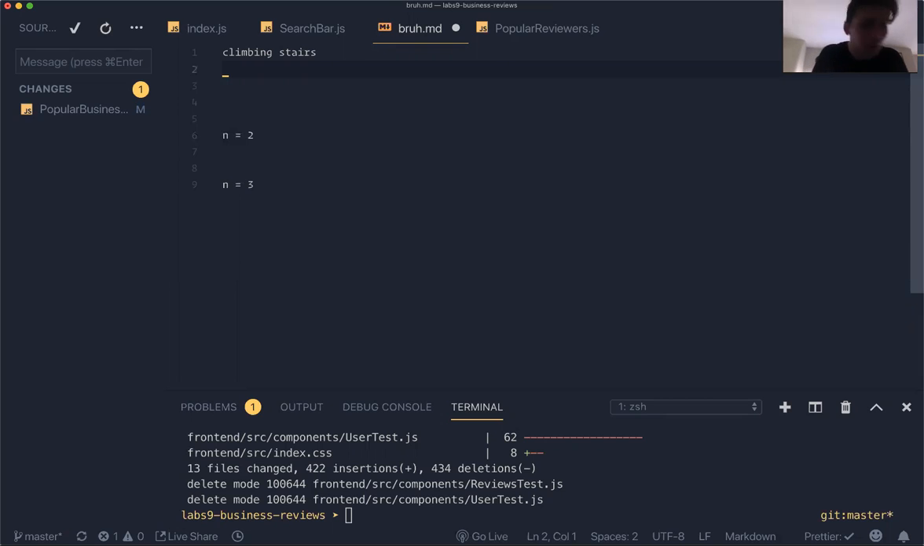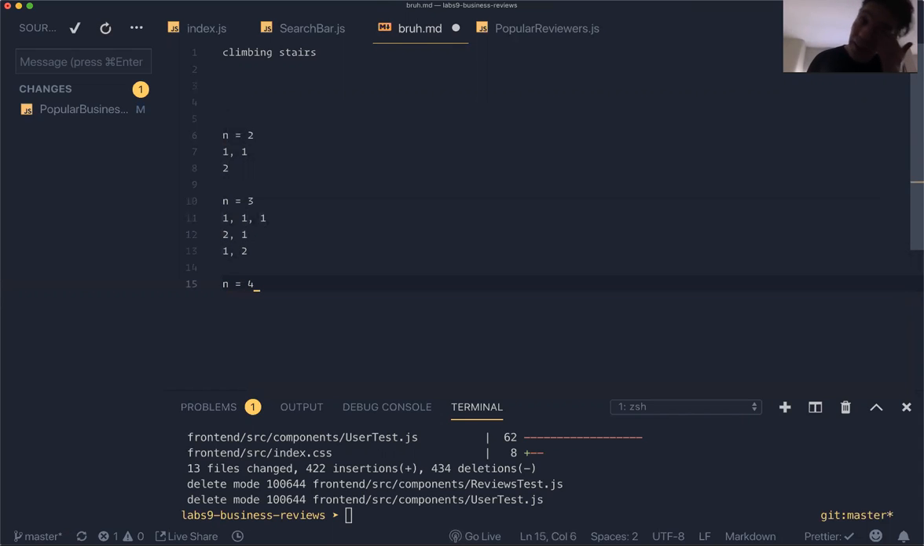So what I mean is, if we have, say, two steps, n equals 2, the solutions for this would be one step and one step, or two steps. The solution to three steps would be one step, one step, one step; two step, one step; or one step, two step. Now, this is all well and good for two and three steps, but then it gets a little bit more complicated when you get to four steps.